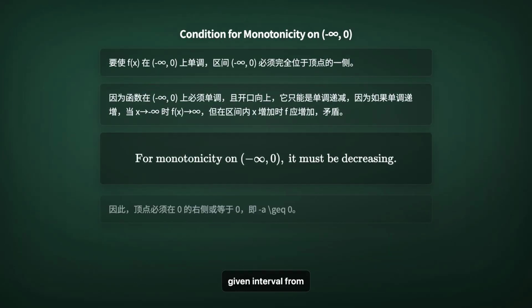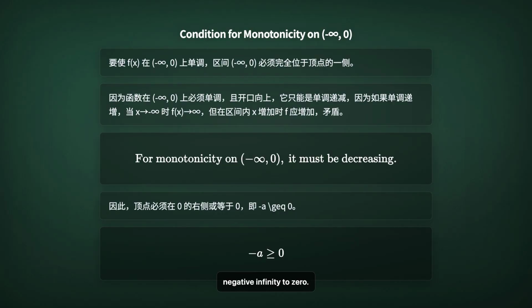Now, we apply this to the given interval from negative infinity to 0. For the function to be monotonic on this entire interval, it must be either always decreasing or always increasing. However, because the parabola opens upwards, as x approaches negative infinity, f of x goes to positive infinity. If the function were increasing on negative infinity to 0, then as x increases, f should increase, but starting from infinity at negative infinity, it would have to decrease to some finite value at 0, which is impossible. Therefore, the only possibility is that the function is decreasing on negative infinity to 0.